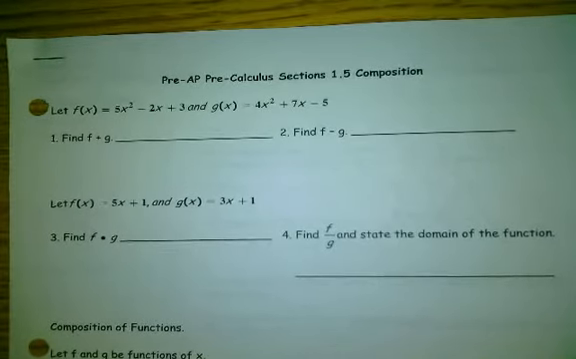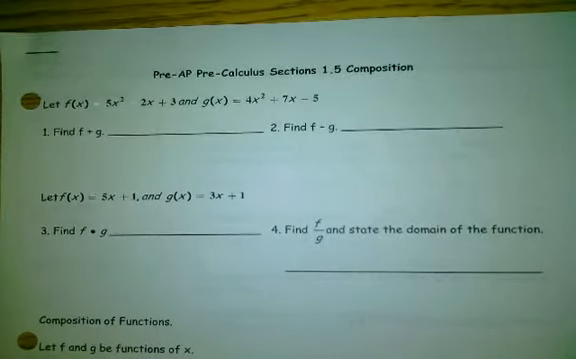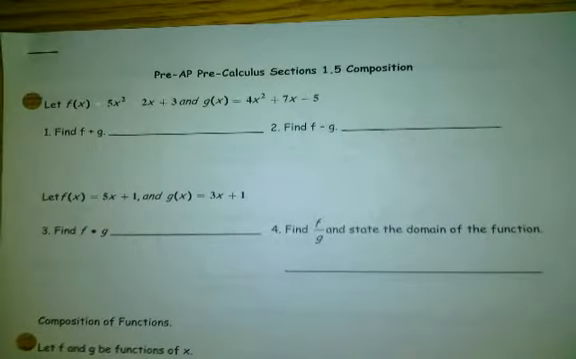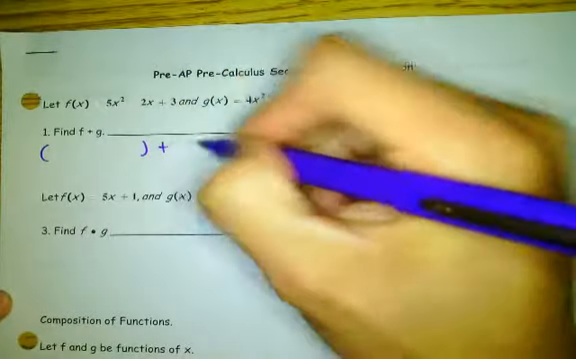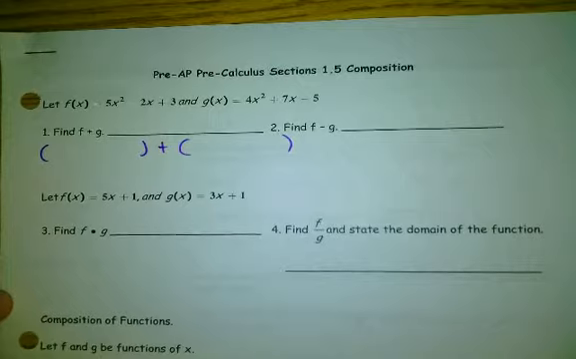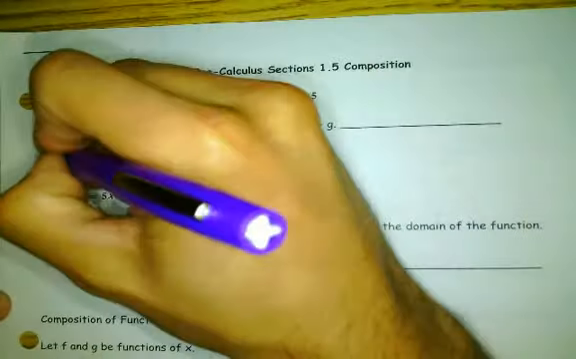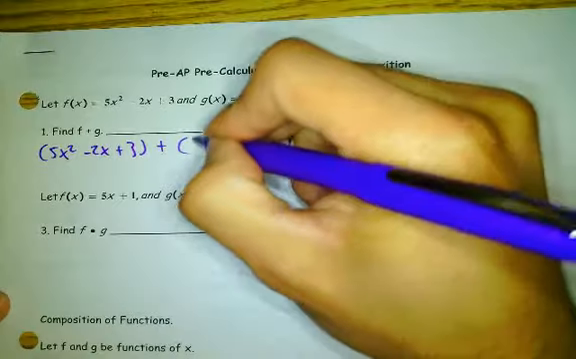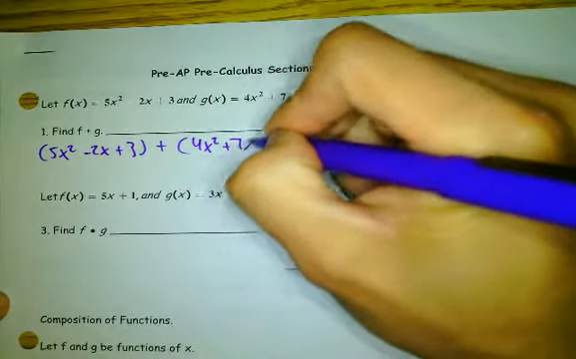So for example, let f of x equal 5x squared minus 2x plus 3, and g of x equal 4x squared plus 7x minus 5. It says find f plus g. Well, all I'm asking you to do is to add the two functions. So here's what I would do. I would put parentheses, addition, and inside the parentheses I'm going to put the functions, okay? So f of x is 5x squared minus 2x plus 3. g of x is 4x squared plus 7x minus 5.